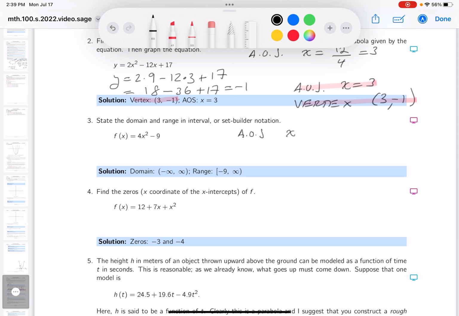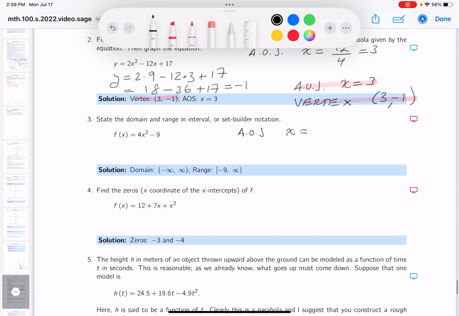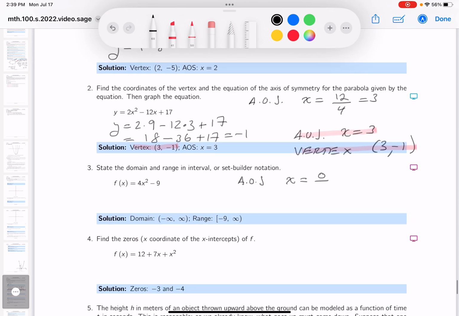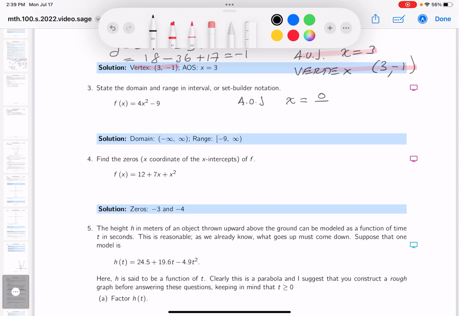and that's going to be x equals the negative coefficient of the linear term. There is no linear term, so the coefficient is 0, over twice the coefficient on the quadratic term, which is 4, so 2 times 4 is 8, so I get 0. So the axis of symmetry, the AOS, is x equals 0.